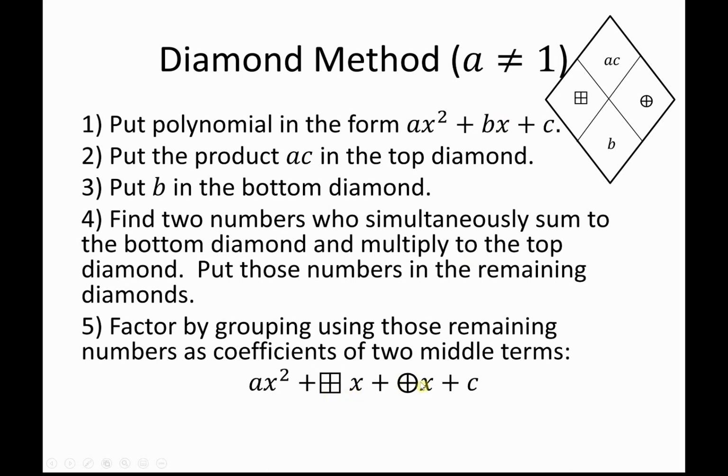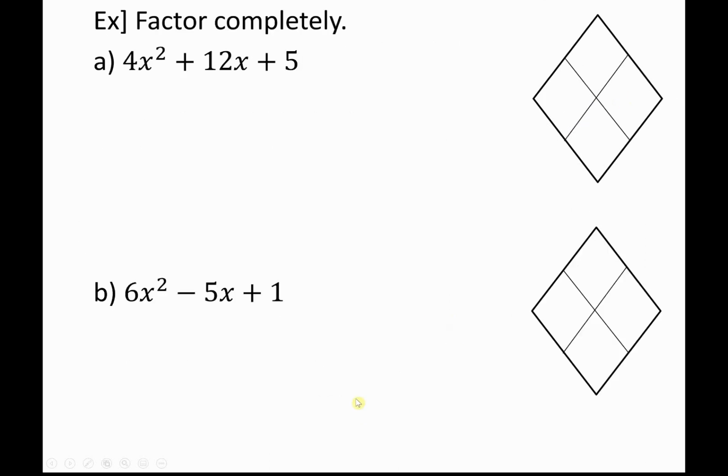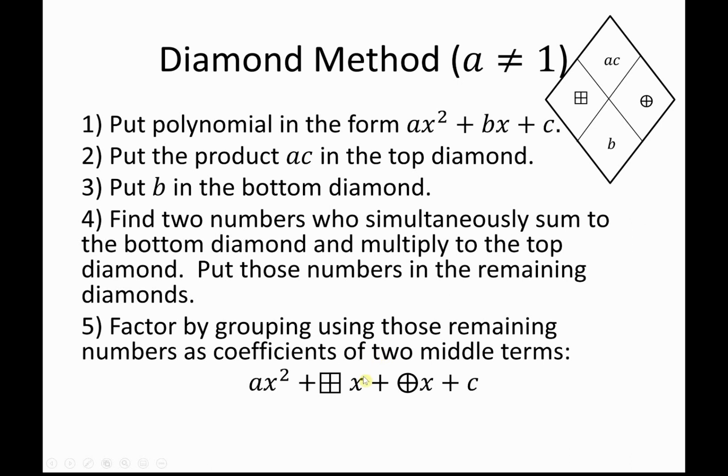You're just splitting the middle term into two separate terms according to what values finish your diamond. Then you factor by grouping after that. Okay, cool. So the factor by grouping will be specific to whatever the numbers are. Let's go ahead and entertain some specific examples here.